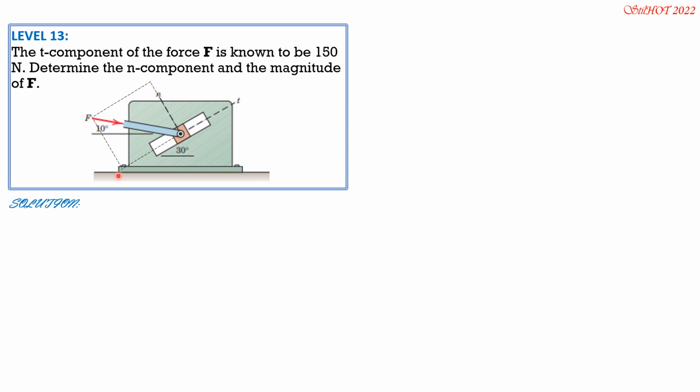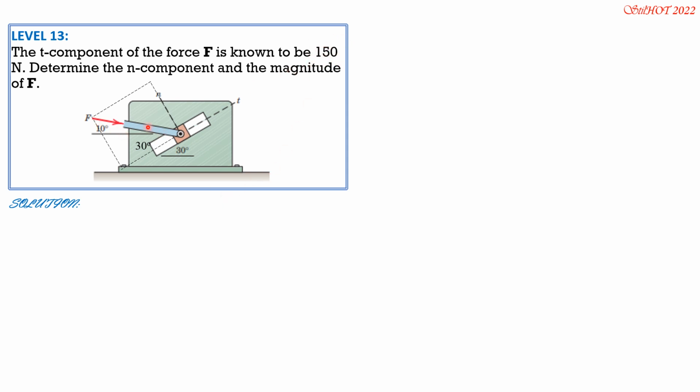So this is now the rectangle because the tangential axis and the normal axis are perpendicular to each other. So if this angle is 30, this is also 30 degrees here. So the total angle that F makes with the incline or the T axis is 40 degrees, 10 plus 30. Fn is in the opposite direction because the positive direction of the normal axis is going up. It is opposite, so negative. Ft is in the same direction, so therefore Ft is positive. That's why its magnitude is 150.